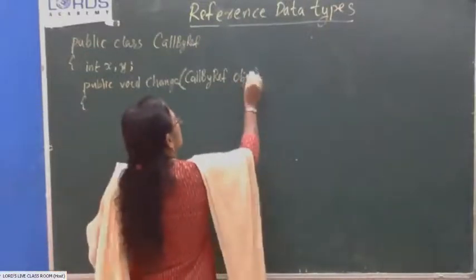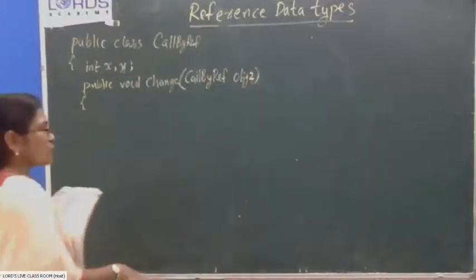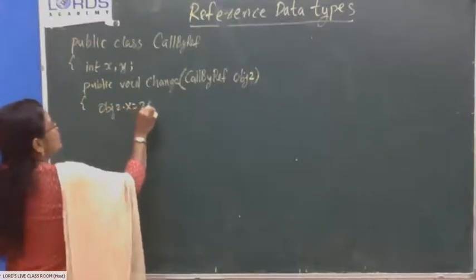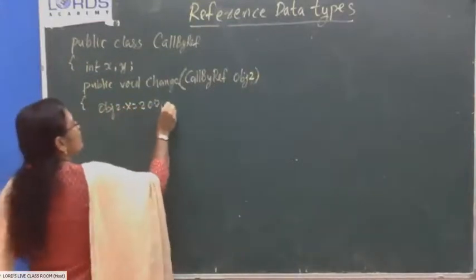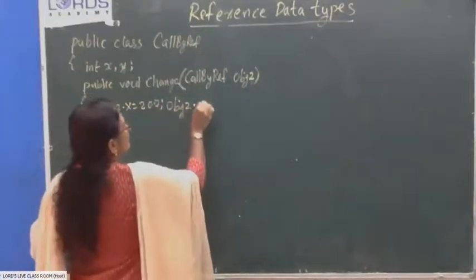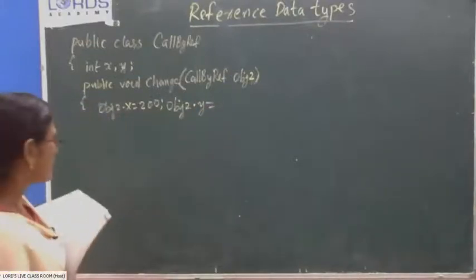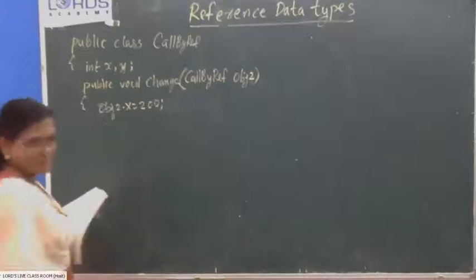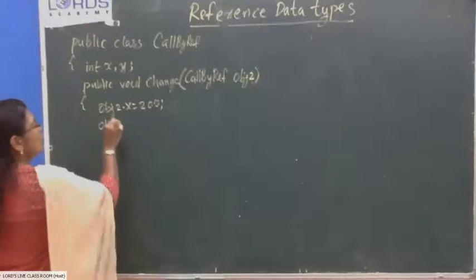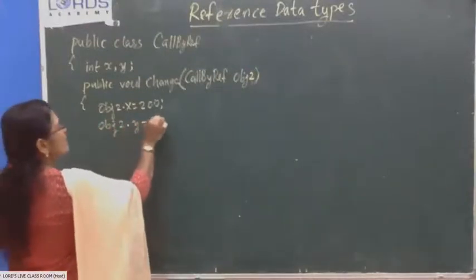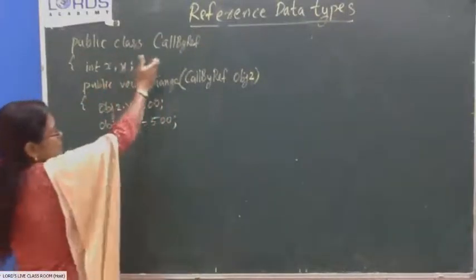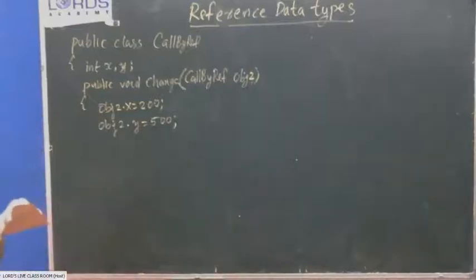Let me give the name as obj2 because in the main method I have used obj1. obj2.x = 200; and obj2.y = 500; two separate statements, okay. Let me write it below, otherwise you will make a mistake. Two variables are there in the object of this particular class type, that I will explain.